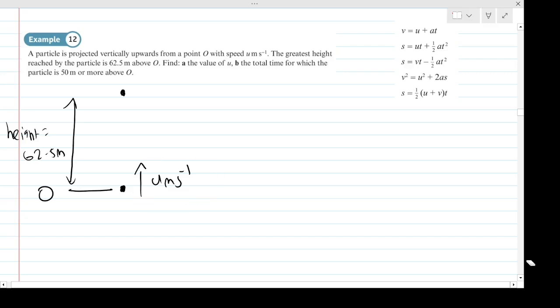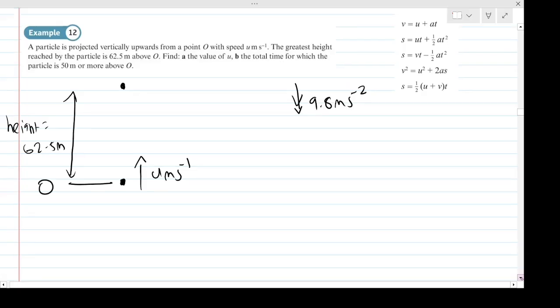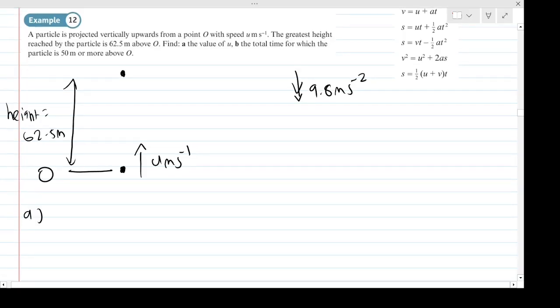Always when we're dealing with moving up or down in the air, there's a gravity acceleration downwards of 9.8. So that's the acceleration, and we want the initial speed u. The displacement s, we moved up by 62.5, so that's just 62.5. The initial speed moving up is just u, that's what we want to find.